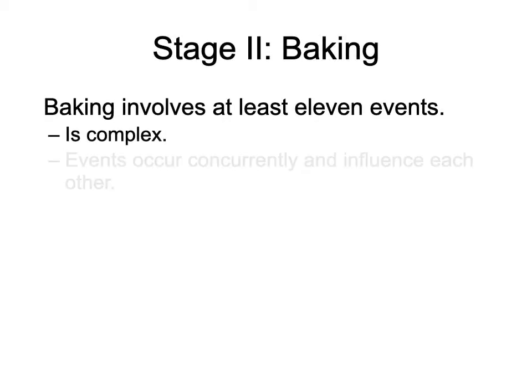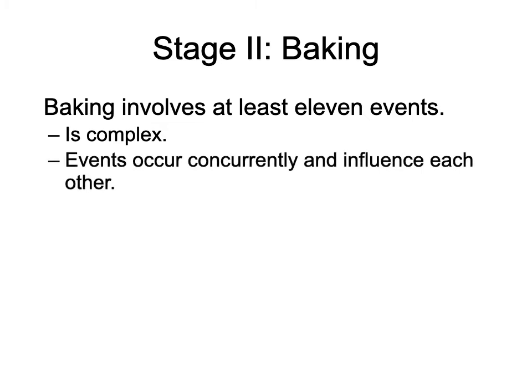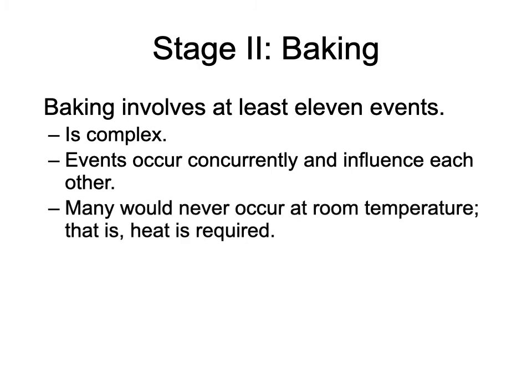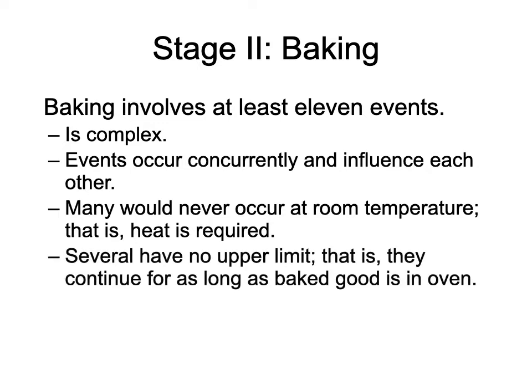So baking involves at least 11 events. It's really complex. They oftentimes are happening at the same time, and they do influence each other. So that means that water, for example, is moistening, but it's also dissolving other things. It is soaking into other things, and it's starting to get to the boiling point and creating steam, which is affecting everything. So everything is happening at the same time. Many would never occur at room temperature, so heat is required. And several have no upper limit.